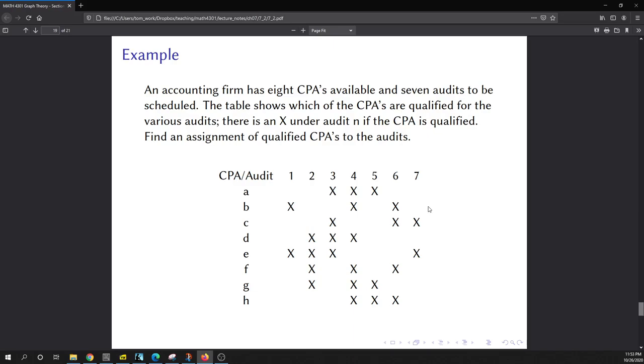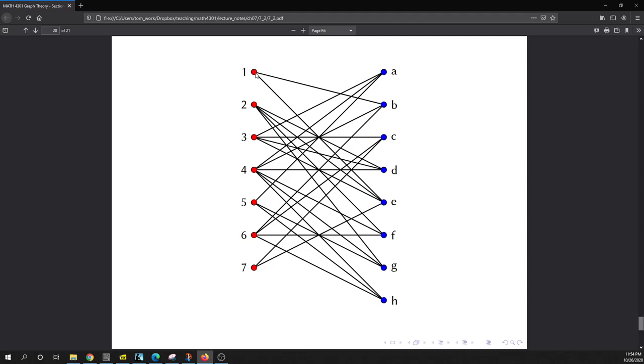So when you go to set this up into a graph, one of the issues is that in the way our book does the Hungarian algorithm, they want the red vertex set to be cardinality less than or equal to the blue vertex set. It doesn't matter a huge amount, but that's just the way it's set up. So in this case, we have 7 audits and we have 8 CPAs. So that means you're going to need to make these the red vertices. So you can see that's how I have it set up over here.